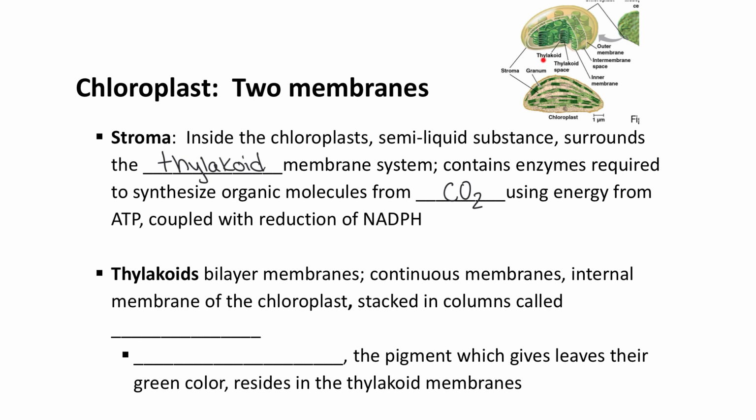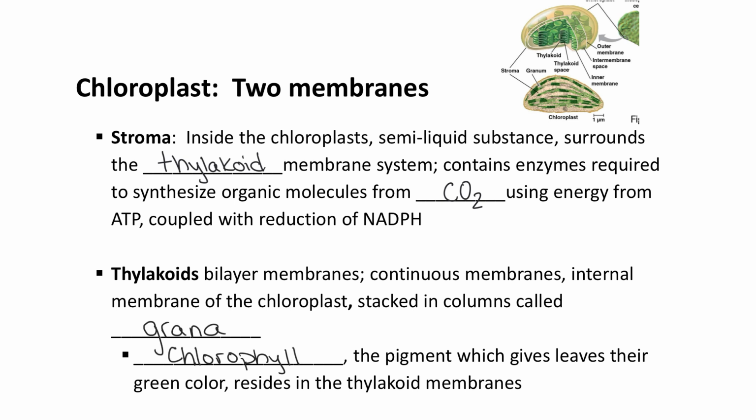Thylakoids that are found within the double membrane structure of the chloroplast are surrounded by that fluid, which is the stroma. So we see thylakoids that are in this area. And these are bilayer membranes that are continuous membranes with that internal membrane of the chloroplast. They are stacked in columns that are called grana.